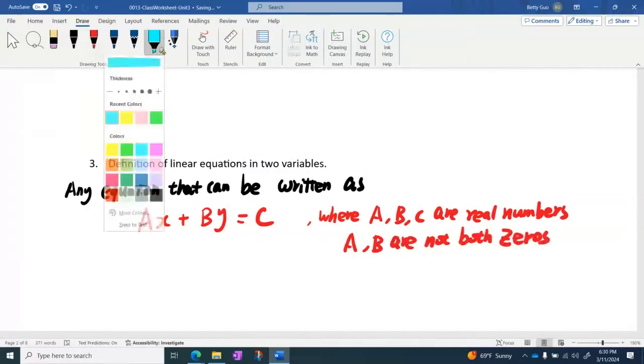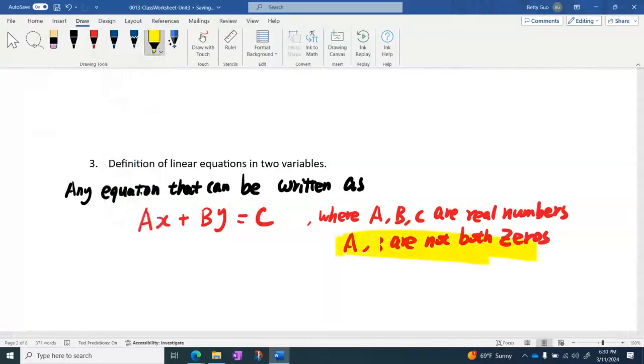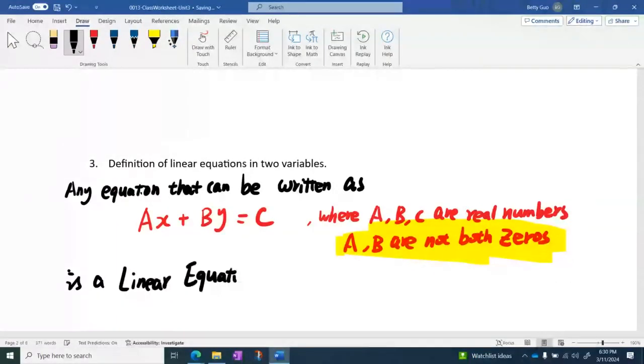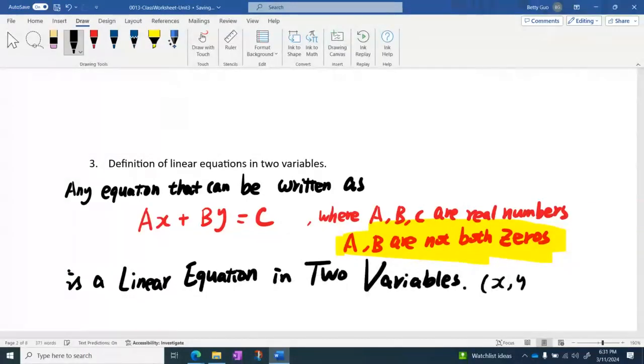Let me highlight this sentence because it's very important. Any equation that can be written in this form is a linear equation in two variables. Obviously, the two variables are x and y, because we're studying linear equations in two variables in the xOy plane, the rectangular coordinate system. So we always use x and y as the two variables in the equation. All other things are constants: a, b, c are constants.